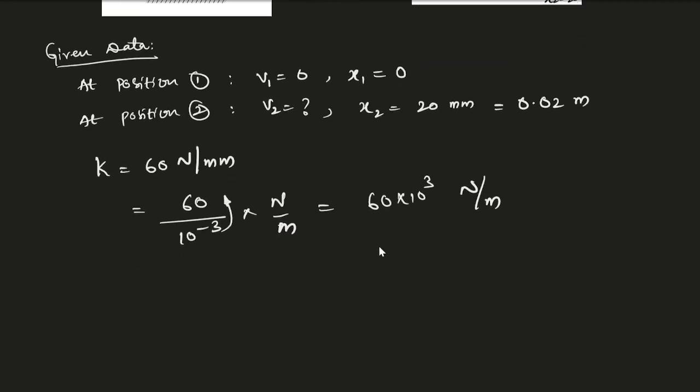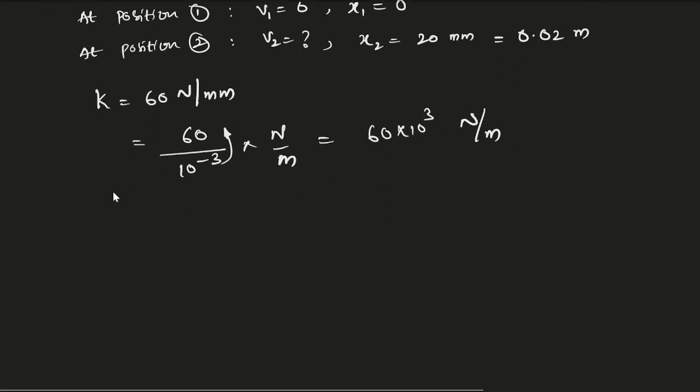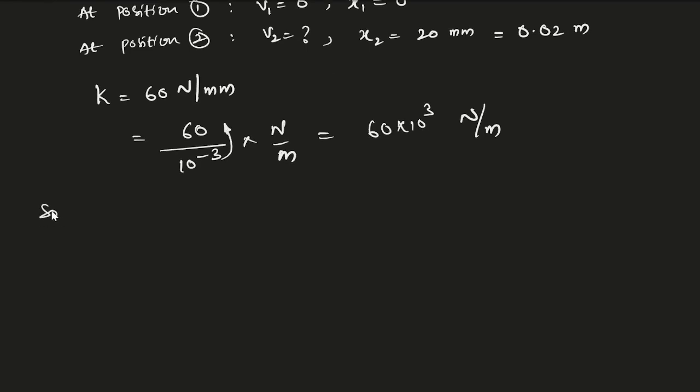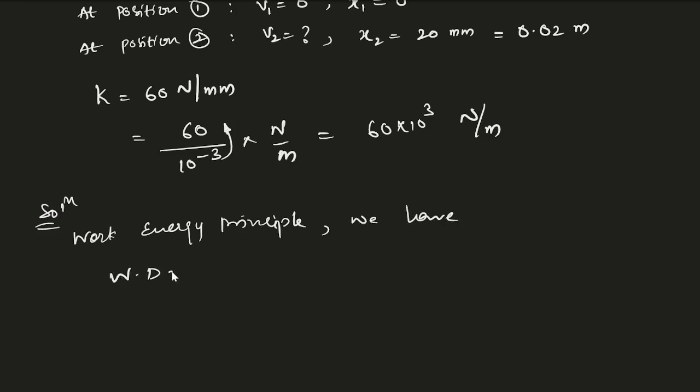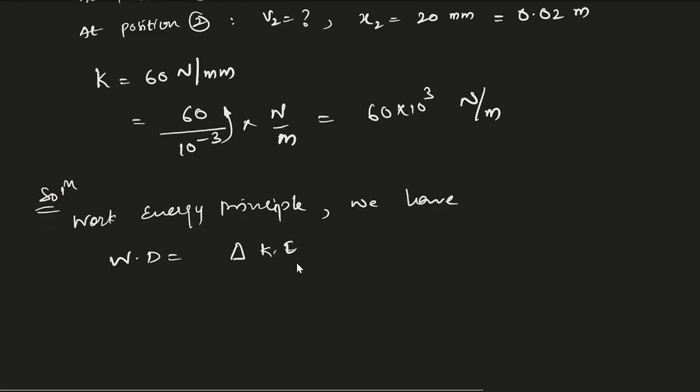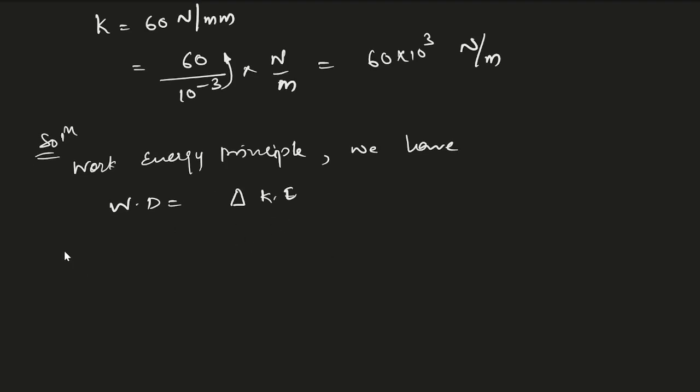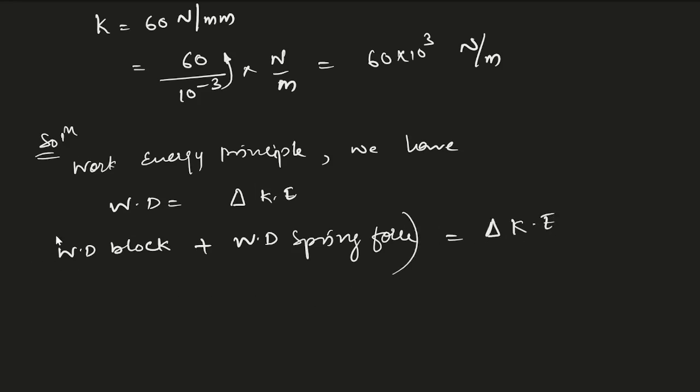Now we know v1, x1, v2, x2 and we got the stiffness as well. By work energy principle, we have work done equal to change in kinetic energy. So here, as I mentioned earlier, we have two things: work done by the block plus work done by the spring force. This is equal to the change in kinetic energy, because this overall system combines the work done.